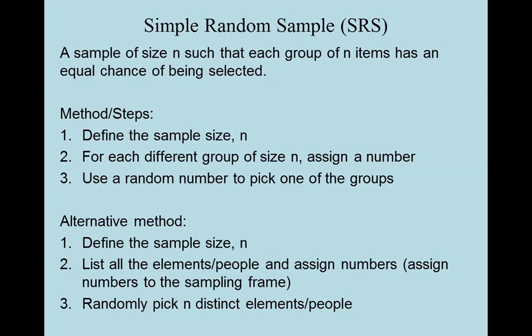Now, an alternative method that is often used says to number 1, define the sample size n. Number 2, list all the elements or people and assign unique numbers to each one. And then randomly pick n distinct elements or people from the sampling frame.